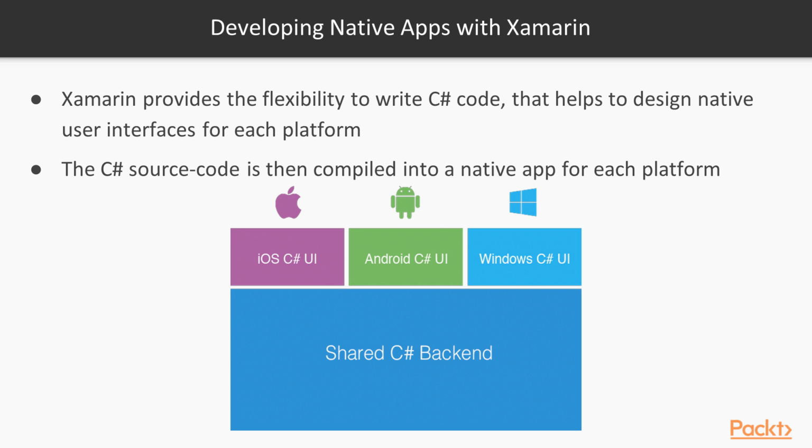So Xamarin provides you with the flexibility to write C# code so that you have the flexibility to design native user interfaces specifically for each platform. The C# source code that you write is then compiled into a native app for each platform. So what are some of the reasons to choose native over Xamarin.Forms? The Xamarin.Forms abstraction layer that allows you to build for iOS and Android typically leads to a larger application size, together with the increased overhead, which typically means the loading process for an app takes longer, particularly on Android.